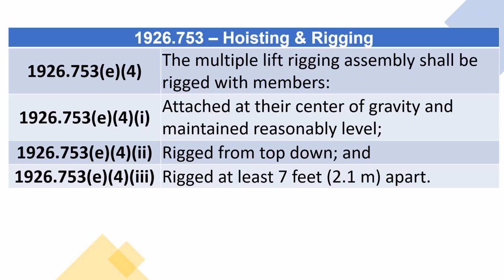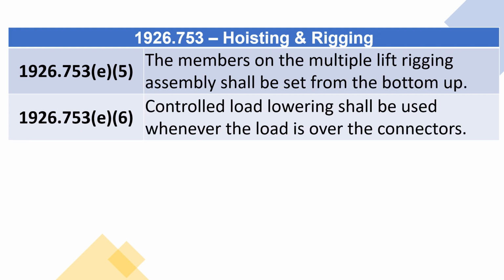1926.753(e)(4): The multiple lift rigging assembly shall be rigged with members 1926.753(e)(4)(i) through (iii): attached at their center of gravity and maintained reasonably level, rigged from top down, and rigged at least 7 feet (2.1 meters) apart. 1926.753(e)(5): The members on the multiple lift rigging assembly shall be set from the bottom up. 1926.753(e)(6): Controlled load lowering shall be used whenever the load is over the connectors.